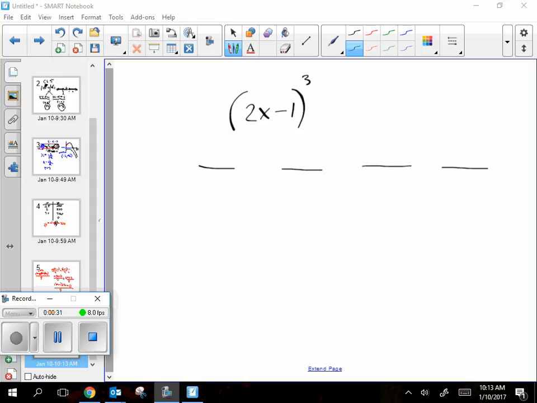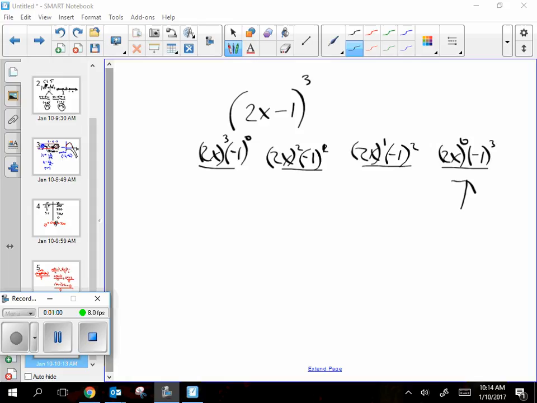Just a quick reminder, you'd say 2x to the third, 2x to the second. What am I doing wrong already? Has to be parentheses, otherwise this 2 wouldn't get cubed. There we go. And then 2x to the first, and then 2x to the what? 0. Good. And then this next one will be a -1 to the 0, -1 to the first, -1 to the second, and -1 to the third. Effectively making this negative, this positive, because it's squaring a negative. This negative, and this positive.